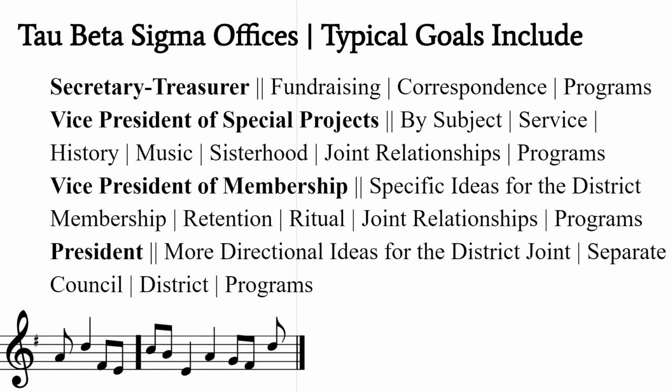The next slide is talking about Tau Beta Sigma offices and ideas, including the secretary treasurer, talking about fundraising, and the VPSP, which lists them by subject with service, history, music, or sisterhood. The vice president of membership talks about ideas for membership, retention, ritual, or even joint relationships. And the president similarly talks about more directional ideas for the district, jointly and separately.